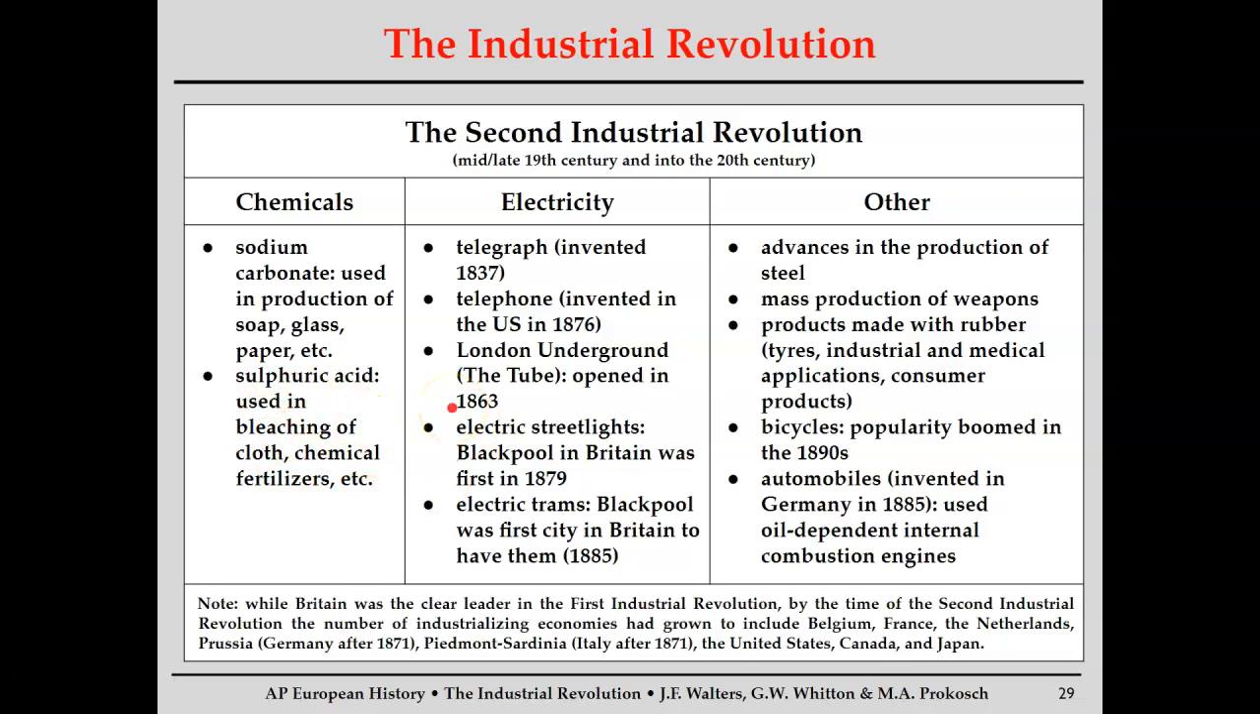Additionally, some of these chemicals will eventually be connected to the use of poison gas during World War I, which occurs between 1914 and 1918. So the Second Industrial Revolution has a direct connection to World War I. Electricity, immensely important in human history.